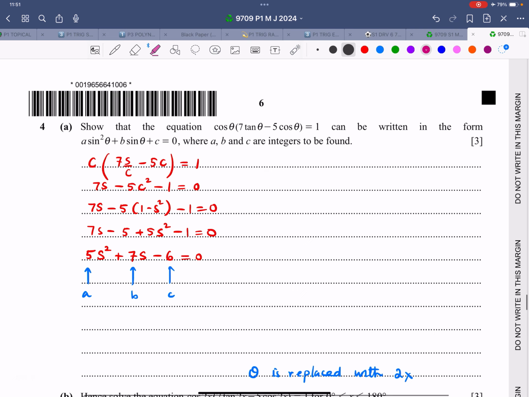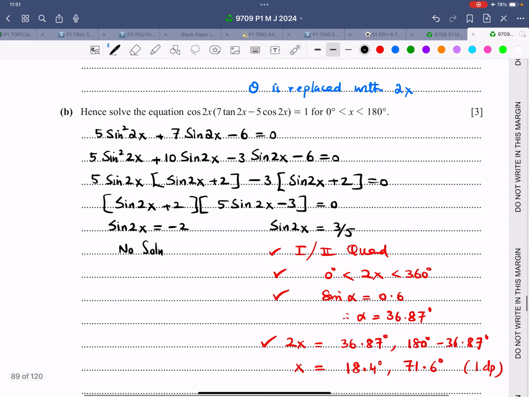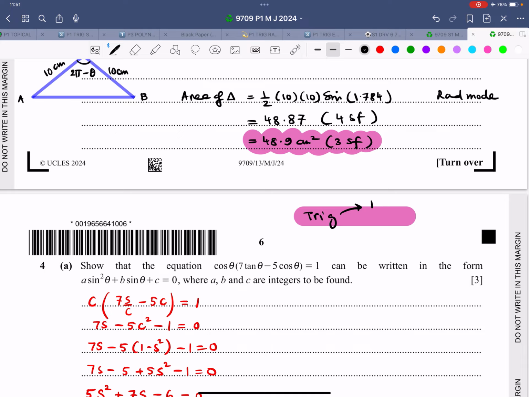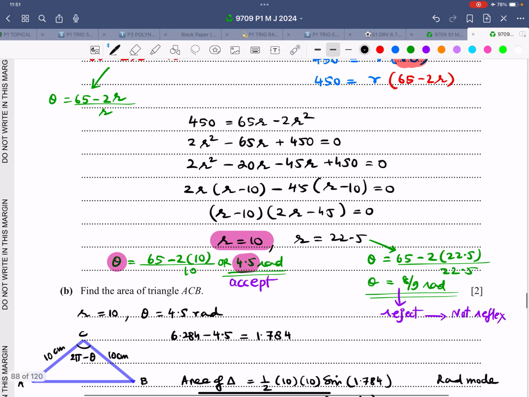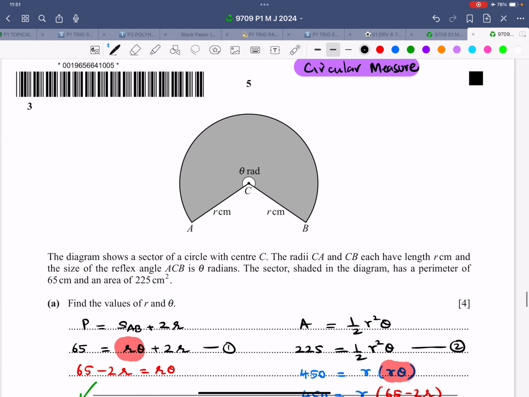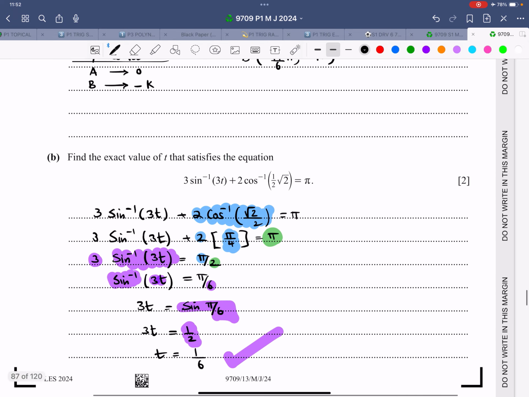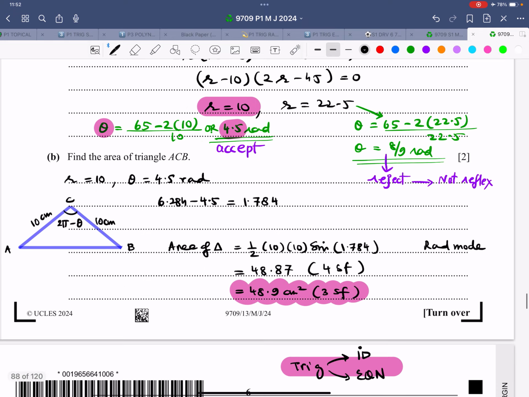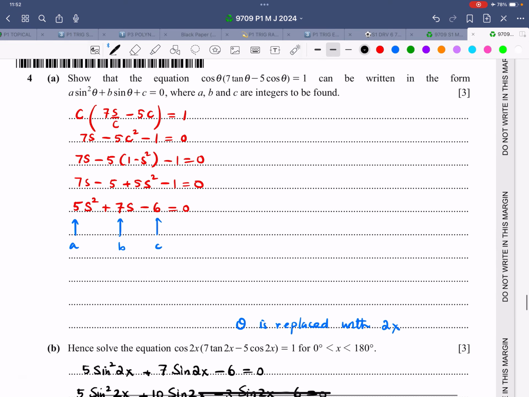Question number 4. What is this about? Question number 4 is about trigonometry. And I think it is identity and equation. Yes, it's a combination of both. This is ID and this is equation. So we solved the question of circular measure that involves trigonometry. We solved this trigonometric question. We solved this trigonometric sketch. So basically the whole of trigonometry is right over here.